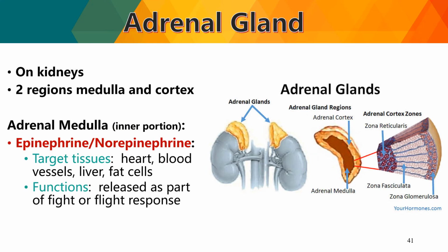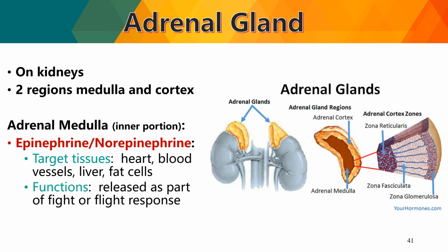So, for the adrenal glands, the adrenal glands are actually cone-shaped tissues in your body, and they are found sitting on top of each of your kidneys. So there are actually two regions. You have the medulla and the cortex. So the adrenal medulla, ito yung nasa gitna niya, and then the adrenal cortex is yung pinakalabas.